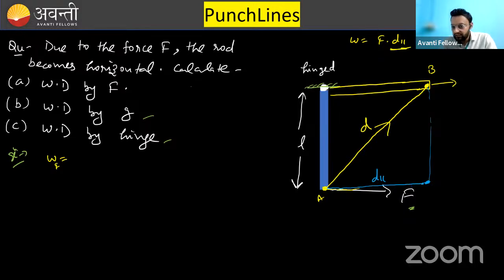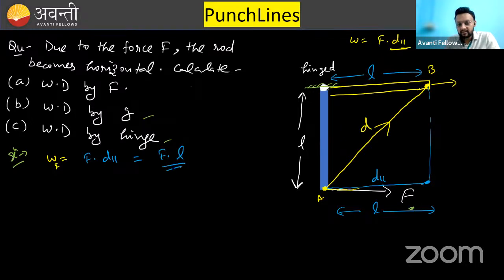And what is the value of D parallel? The length of the rod is L. So this distance is L. Again, this distance will also be L. So work done by the force is force into D parallel. And what is the value of D parallel? It is L. The answer is F into L.